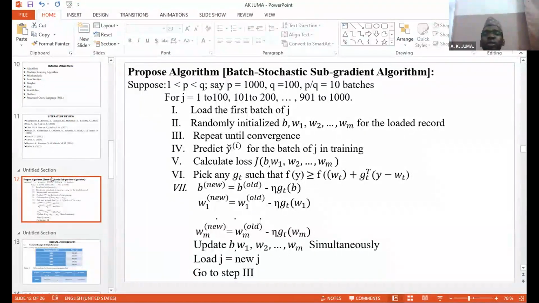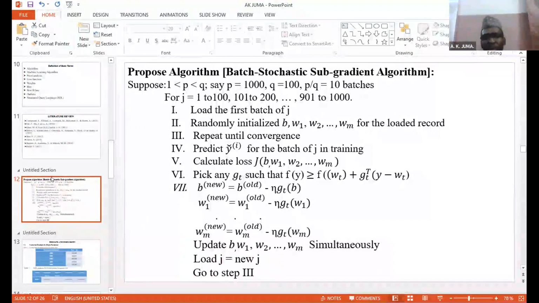So the proposed algorithm that we call the Batch-stochastic Sub-gradient method: if we have 1 million records, we are at liberty to divide those records according to the capacity of our computer or our database warehouse. So we can divide it into 2, into 3, into 4, and so on. We discovered that so long as we can divide it, it will give us something meaningful, something better than batch and stochastic.